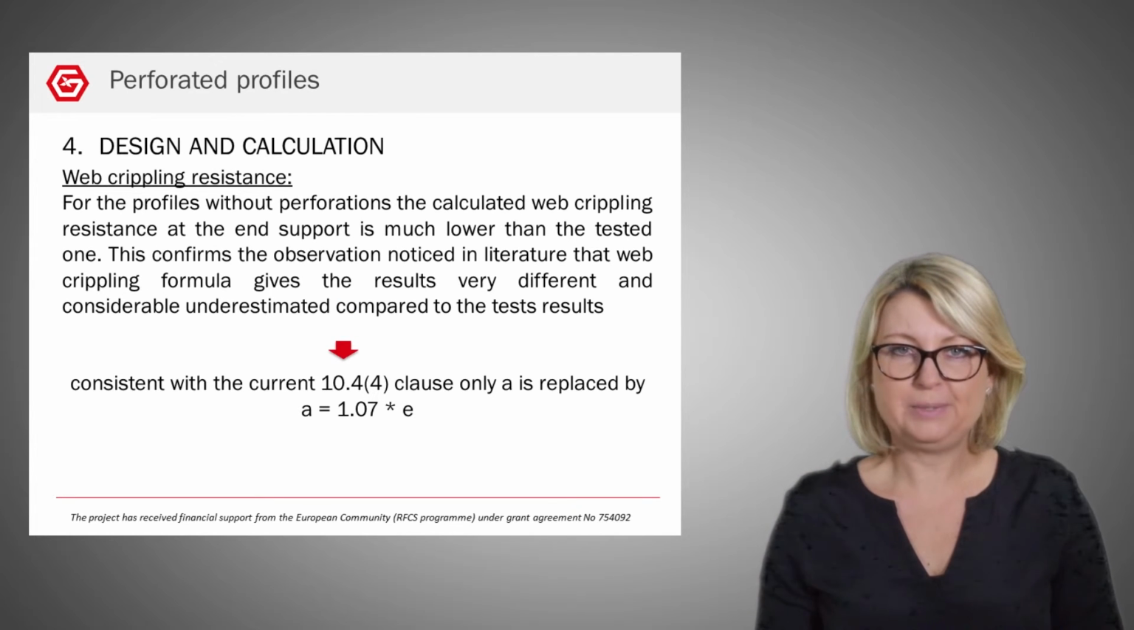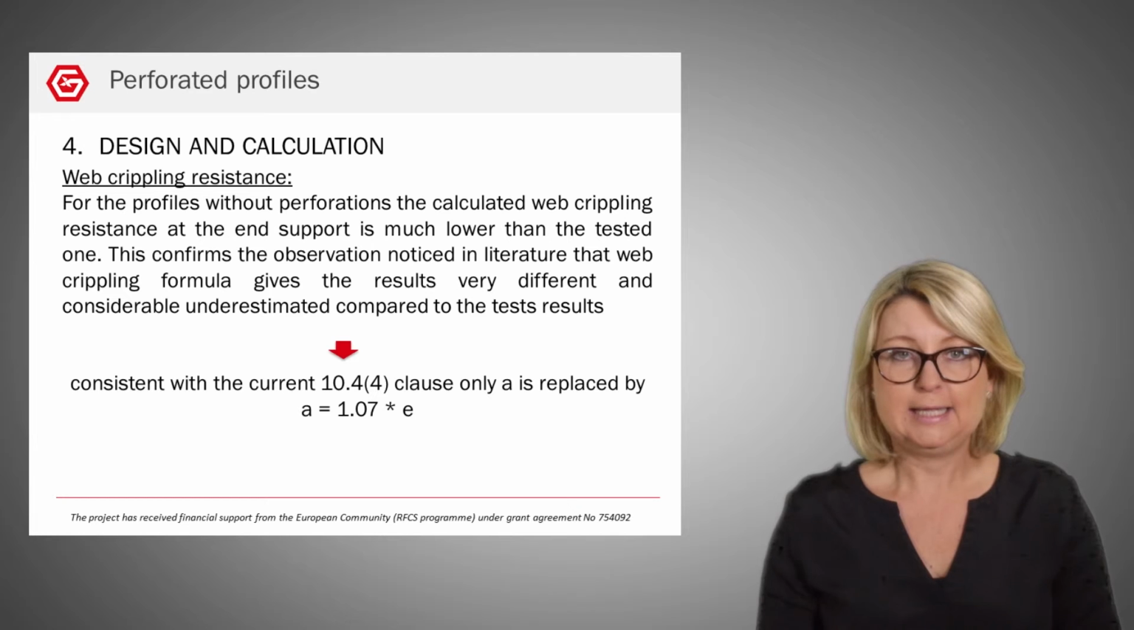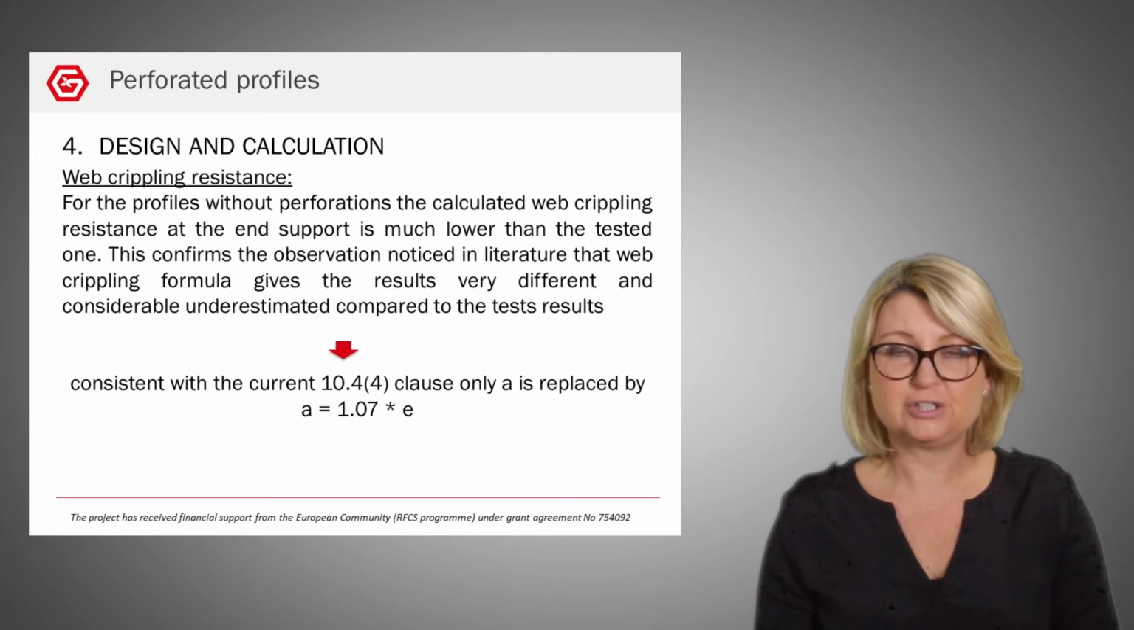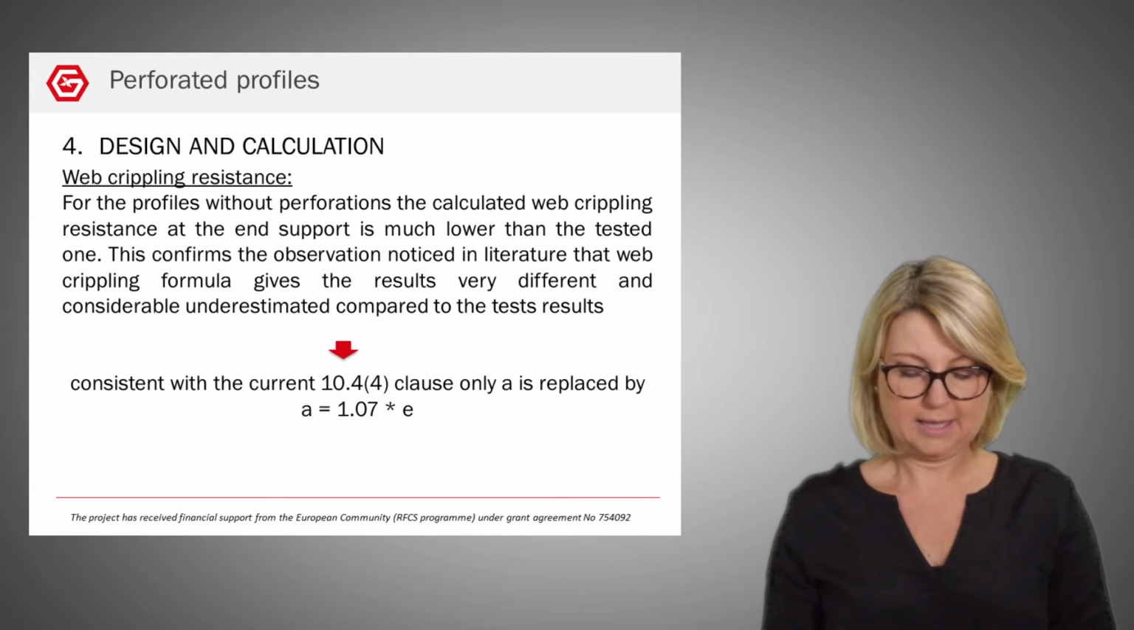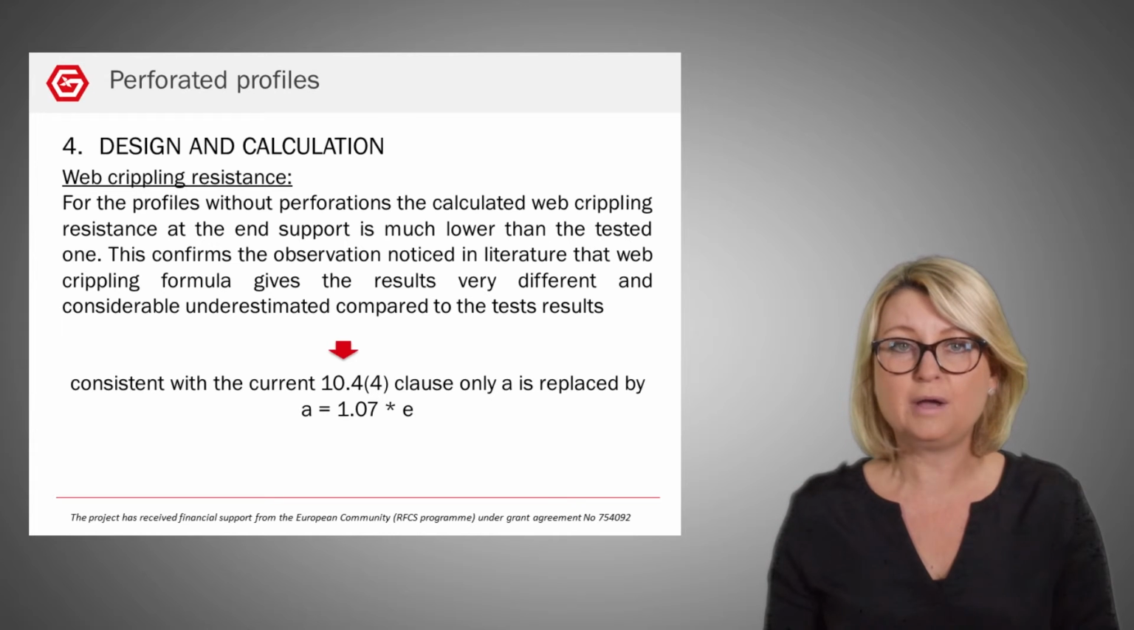In the case of web crippling resistance, it was quite different, because for the profiles without perforations, the calculated resistance was much lower than the tested one. It confirmed the observation highlighted in the literature, showing that the web crippling formula gives results which are very different and underestimated compared to the testing results. Thus, consistent with the 10.4 clause of the Eurocode 313, only A is replaced by 1.07 multiplied by E.